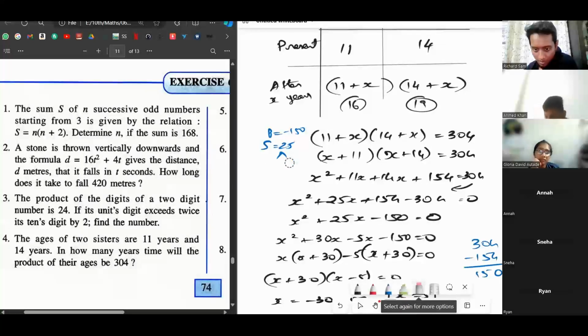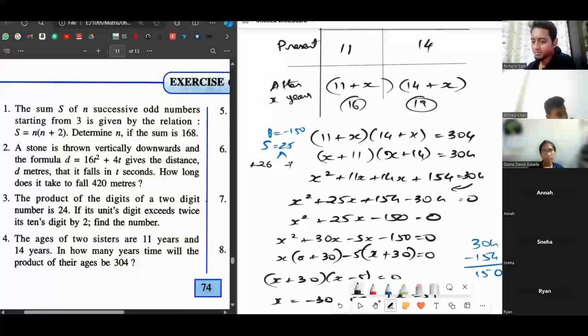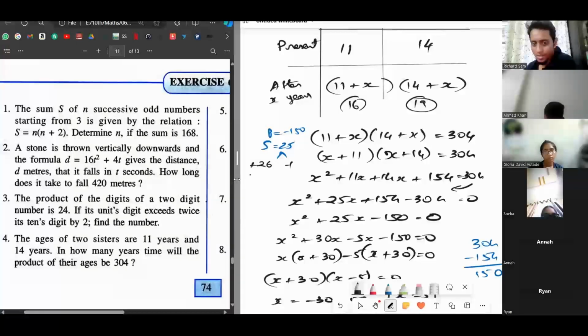Okay, so what we know as of now is one number is positive, one number is negative. So start with the first obvious option, that is the number after 25, which is 26 and 1 over here. Because 26 minus 1 is 25. But then when you multiply, you should also get 150. So here we're not getting 150. So then you keep going like that.